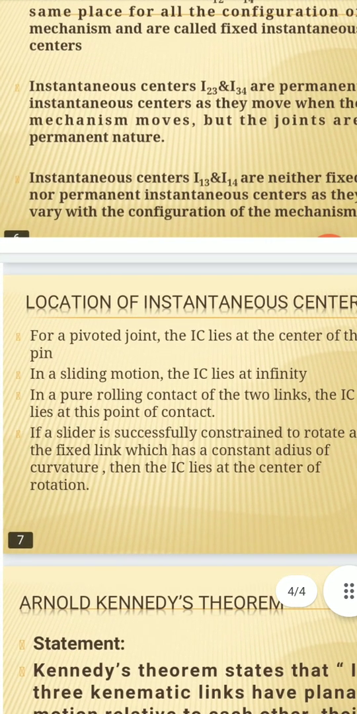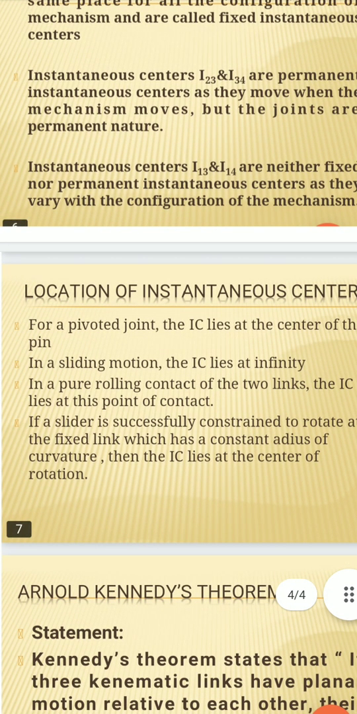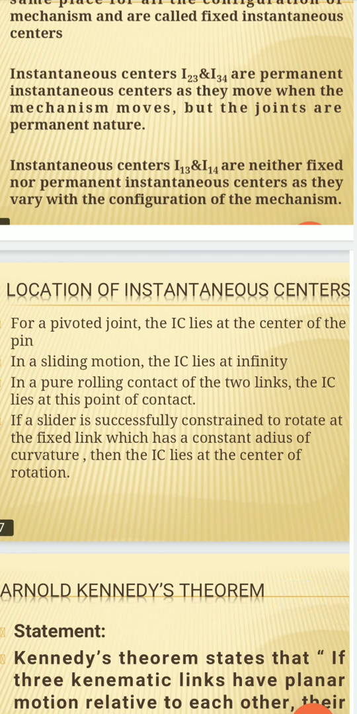Next is the location of the instantaneous centers, how we are going to locate them. For a pivoted joint, the instantaneous center lies at the center of the pin. In sliding motion, the instantaneous center lies at infinity, because when you consider the slider in the slider crank mechanism, the slider is moving in a linear fashion. When it has linear motion, the instantaneous center is assumed to be at infinity. Similarly, in pure rolling, with rolling contact between two links, the instantaneous center lies at the point of contact.